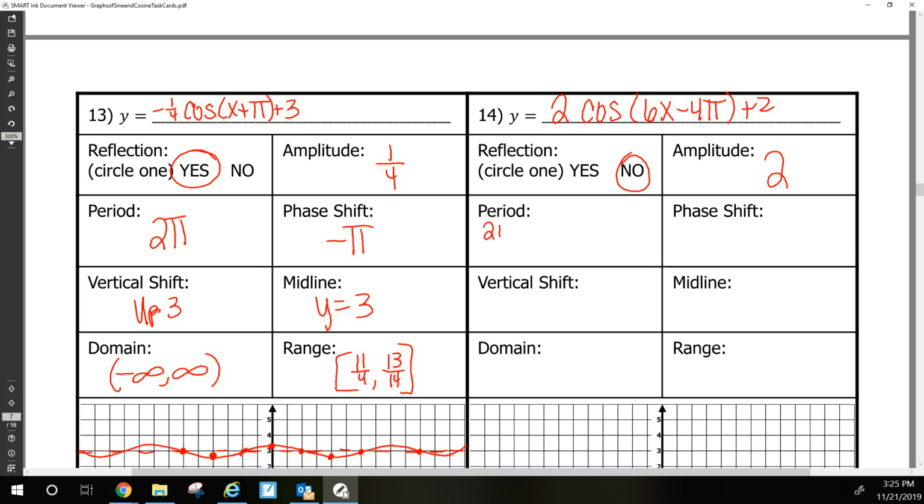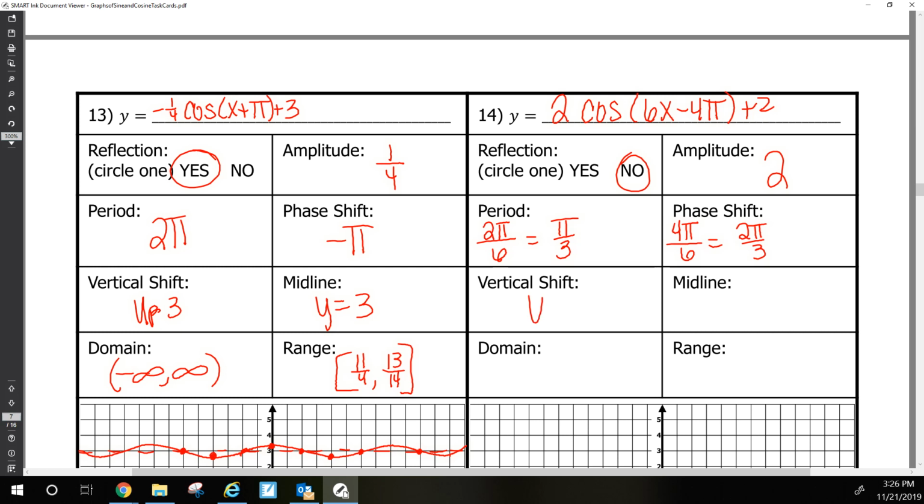Period normally is 2 pi. This time, though, we're going to divide it by 6. That guy's going to reduce down to pi over 3. Phase shift is the opposite of this guy, so positive 4 pi. Again, divided by that 6. This time it's going to reduce down to 2 pi over 3. So we're going to the right, 2 pi over 3. My period is going to be pi over 3.